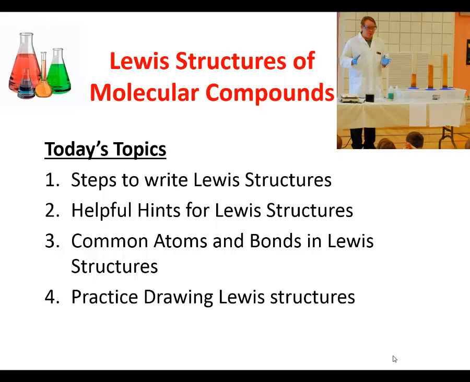So first I'm going to cover some of the steps we follow as we write Lewis structures, and then I'm going to give you some helpful hints and tips for things we look for when we're drawing Lewis structures to make it a little bit easier for ourselves. And then we're going to look at common atoms and the types of bonds we'll see to those atoms in Lewis structures. For example, we'll look at carbon and hydrogen and then several other types of elements. And then we'll practice drawing several Lewis structures together with all the steps we've described.